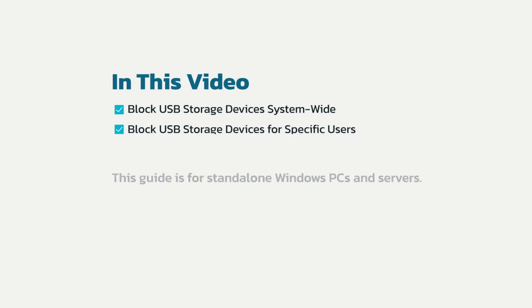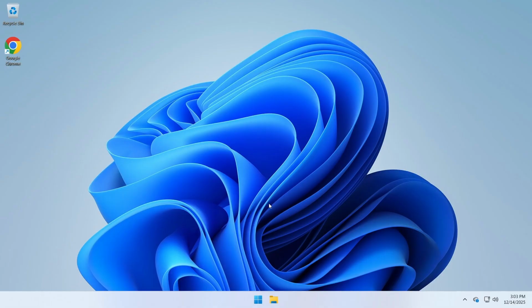Also, this guide is for standalone Windows computers, and if you do this on Active Directory you will apply the same group policy setting, but you have to do it through the Active Directory domain controller. So in this first example we are going to apply this deny setting system-wide. Once we do this, all users on this computer will be denied access to USB storage devices.